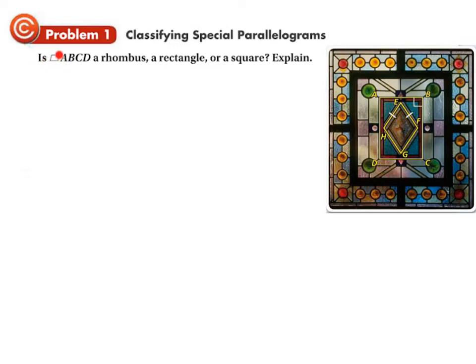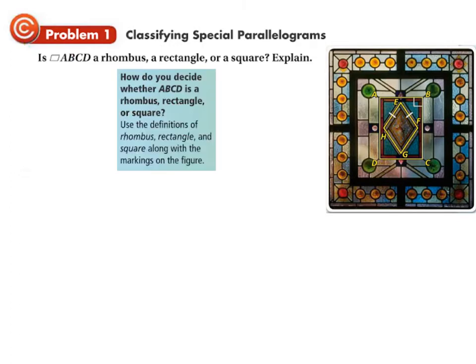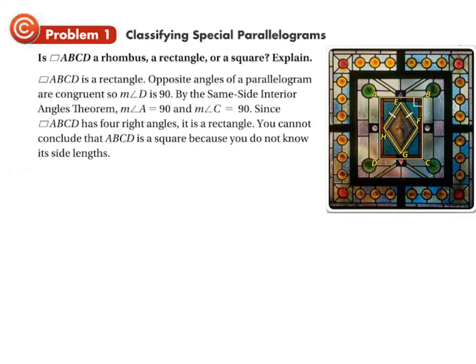So is this parallelogram ABCD a rhombus, a rectangle, or a square? We're already told that it's a parallelogram. We know that it has the features of a parallelogram, which is helpful because we can then use that to find out other information. And very specifically, how do we decide? Well, we have to look at the definition of rhombus, rectangle, and square. Remember, rhombuses have all four sides congruent, rectangles have all four angles 90 degrees, and a square is both. So what is it? It's a rectangle. Let's trace it out.